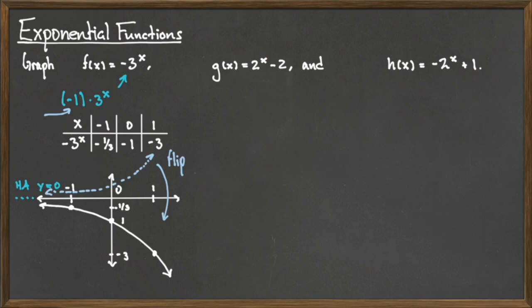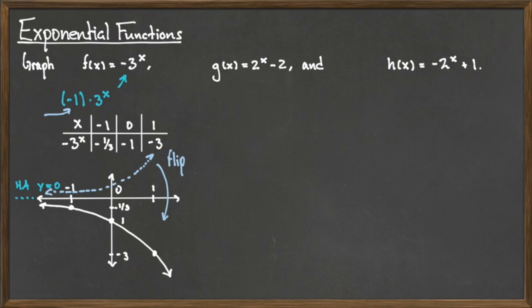This gives us a flip about the x-axis. Once we start drawing all kinds of different exponential curves, we'll see that we're essentially just taking the same classic shape and manipulating it by flipping it or shifting it throughout the xy plane. And that's what that negative out front is actually doing for us.